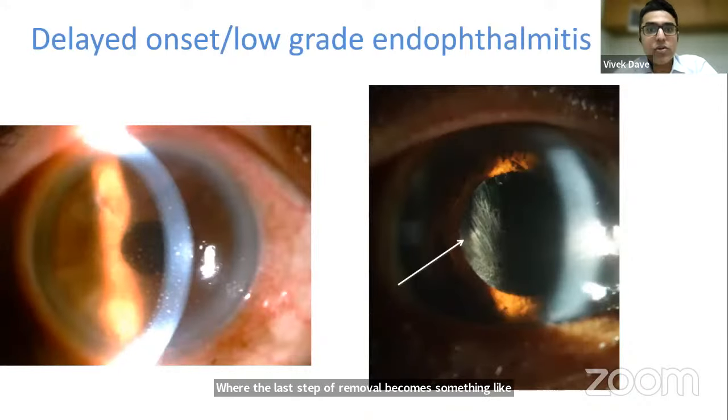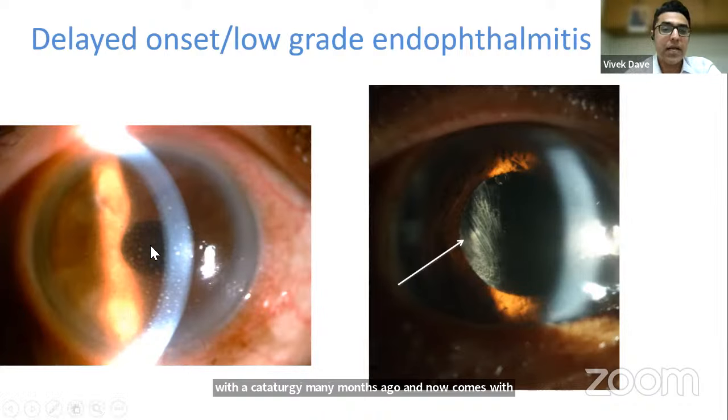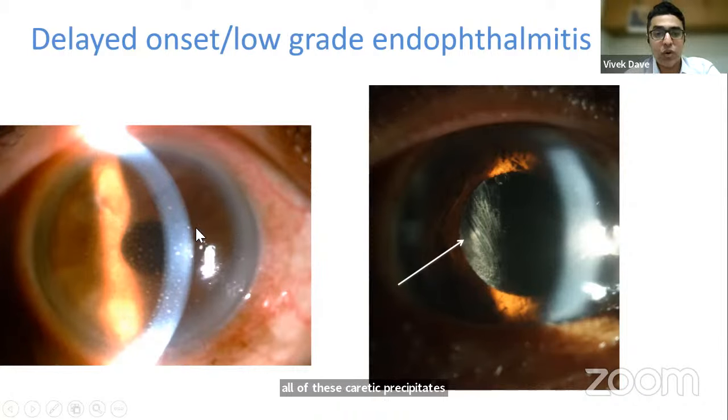Now let's go to a delayed onset or a low-grade endophthalmitis. If you see to your left, this is a case of a delayed onset endophthalmitis where a patient has been operated with a cataract surgery many months ago and now comes with repeat episodes of redness and pain. And you can see all of these keratic precipitates studded all over the corneal endothelium. So this is one presentation.